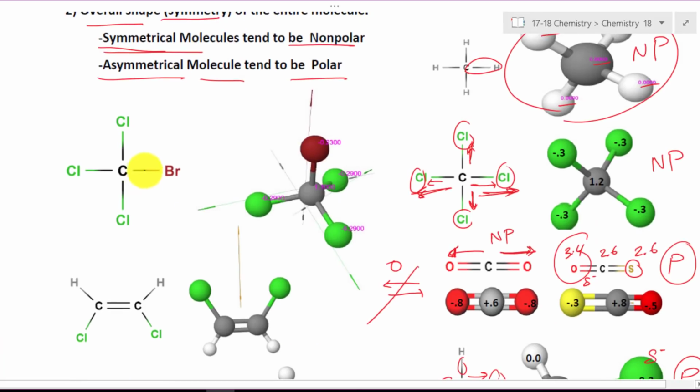The same thing happened in this case, right? This is very similar to that, except I take out one of the chlorines and replace it with a bromine. And look what happened. Now you see a bunch of arrows. Look at the green. They kind of cancel each other out. Okay, so this one cancels each other out. But the bromine and the chlorine, this is asymmetrical. See, this is asymmetrical because it is no longer evenly pulling in one direction and the opposite direction as well. So this makes this molecule a polar molecule. Okay.